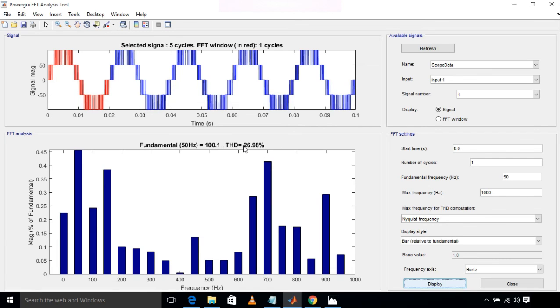Previously in 3-level inverter, I told that if you increase the number of levels, your THD will automatically be minimized. So in the 3-level, we get the THD for I think 42.97%, and in 5-level we get the THD at 26.98%.